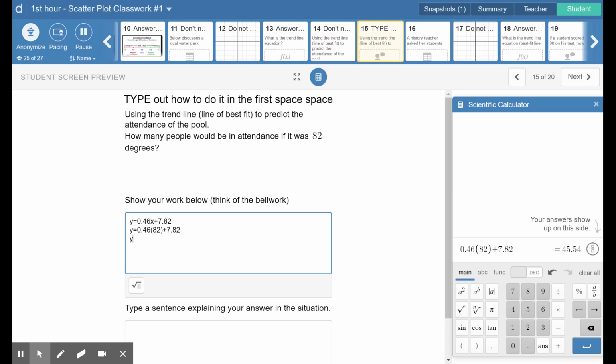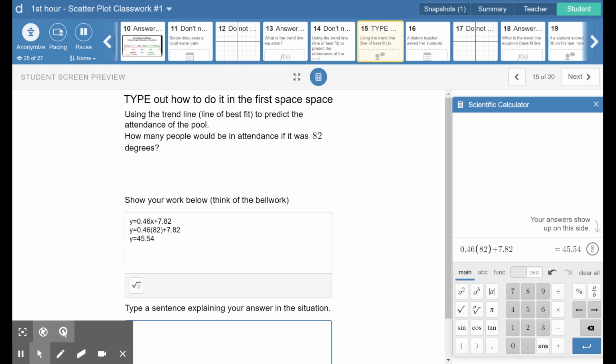And then you are going to get y equals 45.54. So what does that mean? When the temperature is 82 degrees outside, the water park should have about 45.54 thousand visitors.